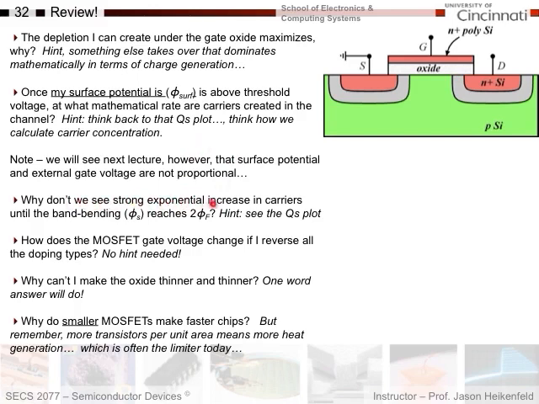Why don't we see strong exponential increase in carriers until the band bending phi sub s reaches 2 phi sub f? Again, see the Q sub s plot. How does MOSFET gate voltage change if I reverse all the doping types? That should be easy. Why can't I make the oxide thinner and thinner? Just one word for that answer will do. And why do smaller MOSFETs make faster chips? Look at that slide on RC time constant. It should all make sense.